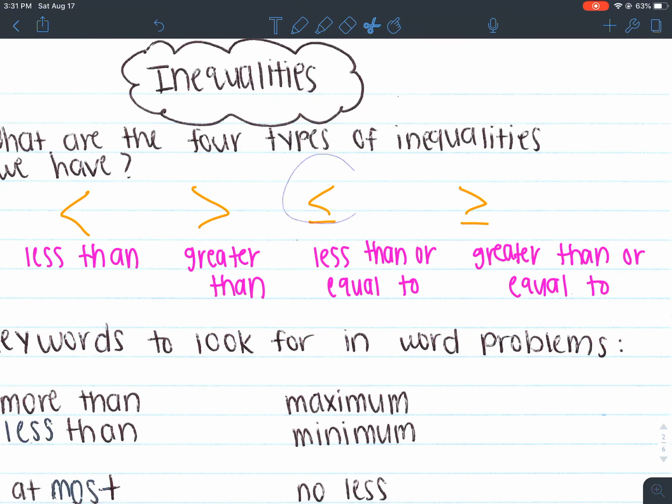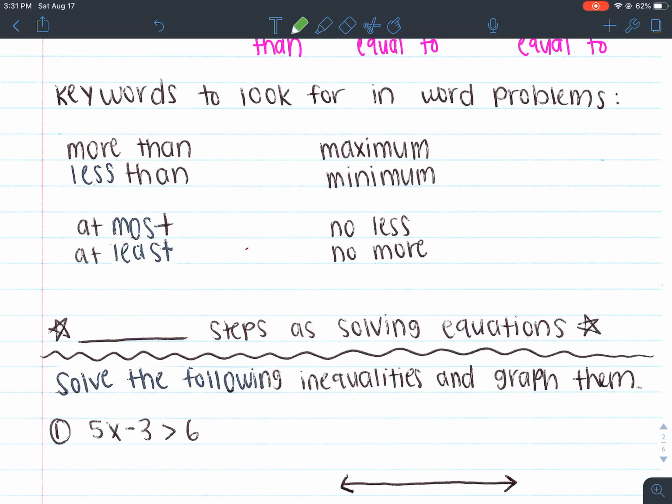I'm going to move this really quick because it's bothering me because it's not super helpful where the location is. Okay, so those are our 4 types of inequalities. Now let's talk about keywords to look for in word problems. So you might be in the situation where you actually have to solve a word problem, and you might have to set up a word problem given information, so you have to set up the inequality for it, right? So our first ones, our 2 keywords that we see first are more than and less than.